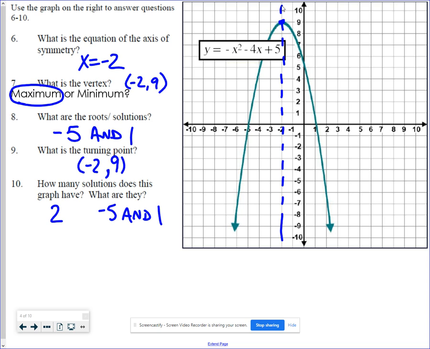The times when we wouldn't have any solutions at all, if I would have a graph that would look, for instance, like this, that will never touch the x-axis. I would have no solutions, because it's never going to cross the x-axis. If I would have a graph that would have the vertex right on the axis, I could have just 1 solution as well. Typically, though, we have 2.